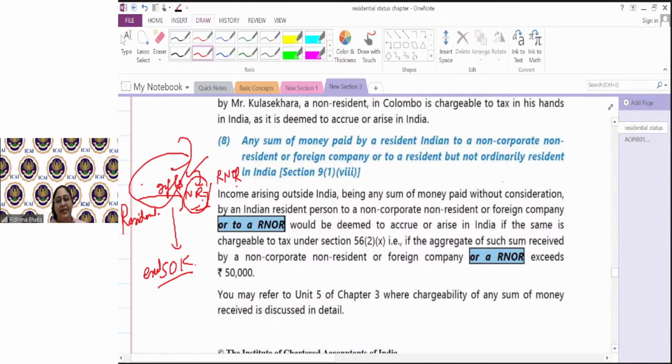Okay? Any income arising outside India, being any sum of money paid without consideration, means as a gift, by an Indian resident person to a non-corporate non-resident or foreign companies or to a RNOR, would be deemed to accrue or arise in India if the same is chargeable under section 56(2)(x). ये गिफ्ट का चार्जिंग सेक्शन है, गिफ्ट का सेक्शन है, और अगर वो उस सेक्शन में कवर होता है, it would be taxed in India. This would be taxed as income deemed to accrue or arise in India.